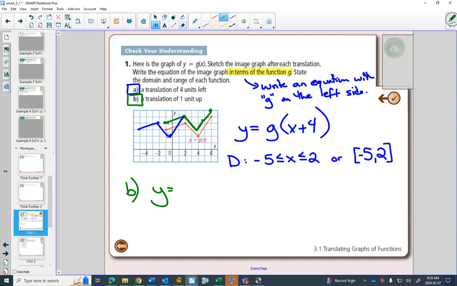And to write the equation in terms of the function g, now that I've moved up, that +1 has to happen outside of the function. So my function is g of x. When it's inside the brackets where the x is, when it's outside, it happens afterwards, so just a +1. And again, now my domain, smallest x value is -1. My biggest x value is 6.